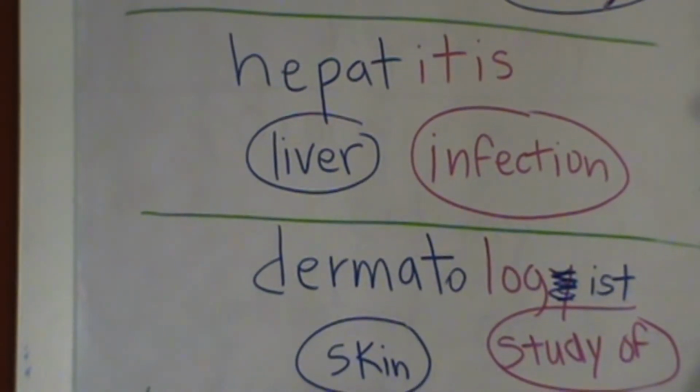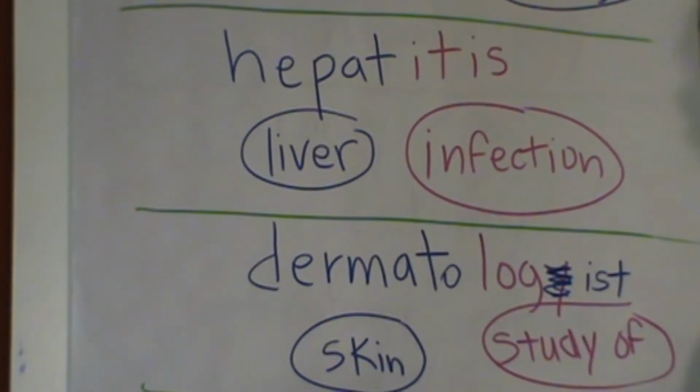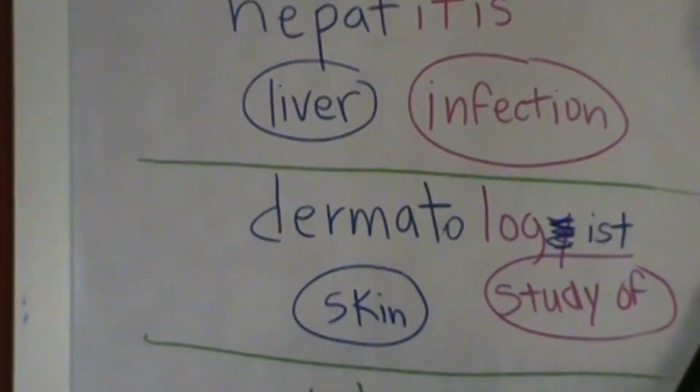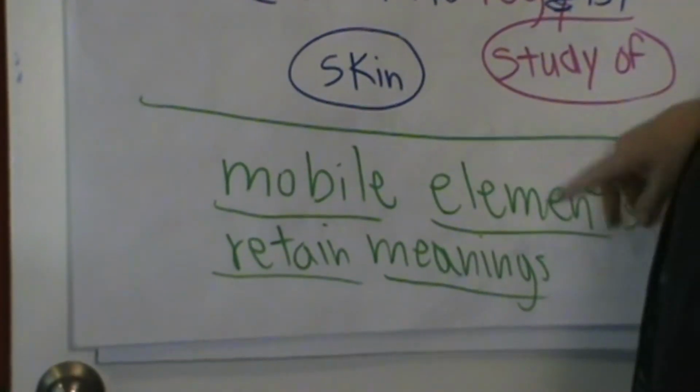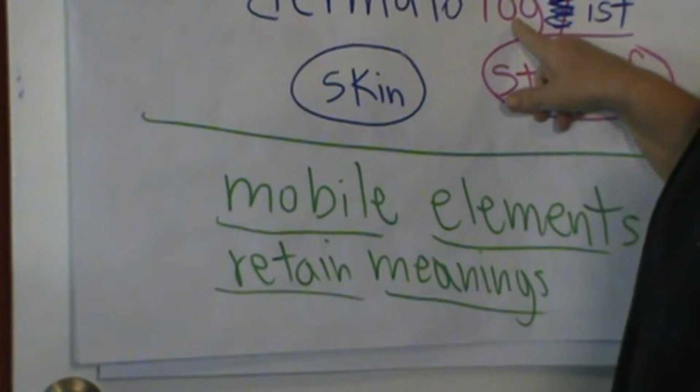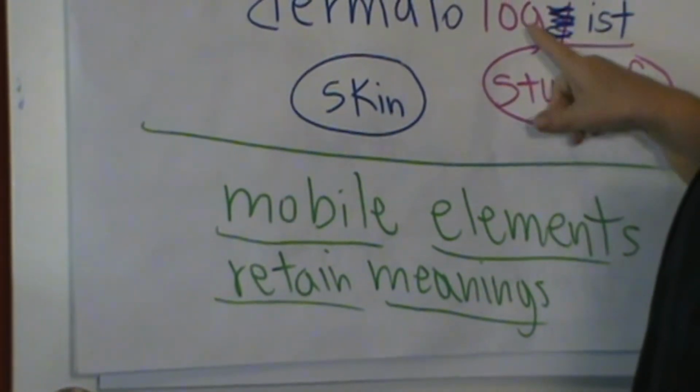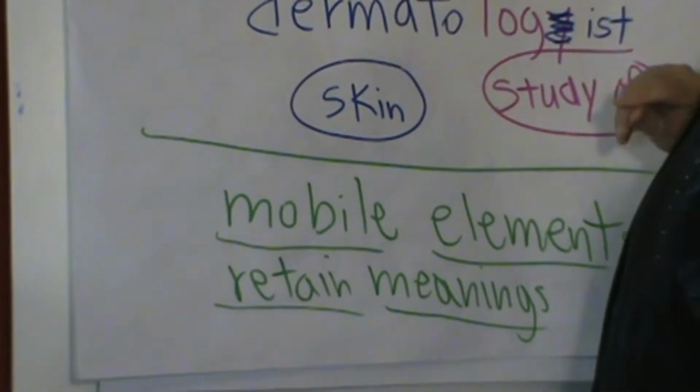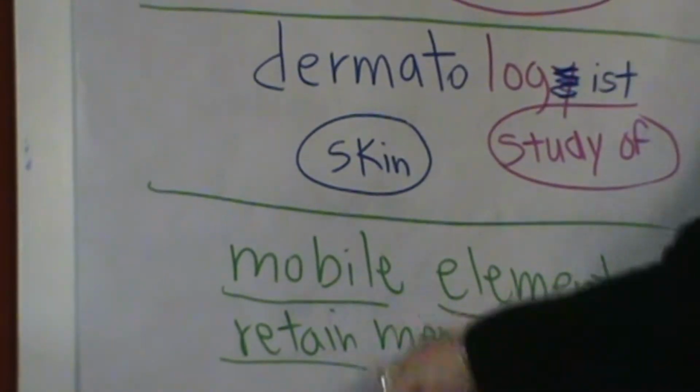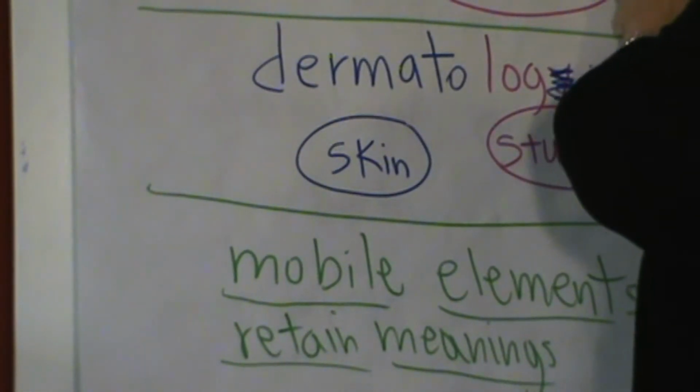And they're mobile because you can move them around, and the great thing is everywhere you put them, they're going to retain their meaning. So every word you see ending in logi is study of. Every word you see ending in logist is one who studies. So that would be the physician doing the treating or the studying.